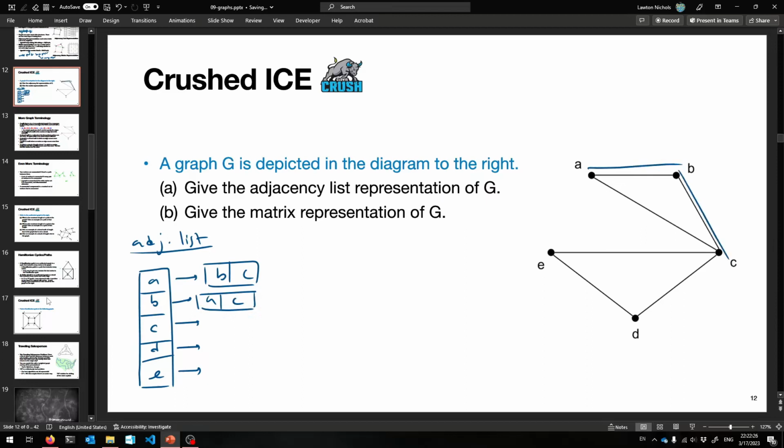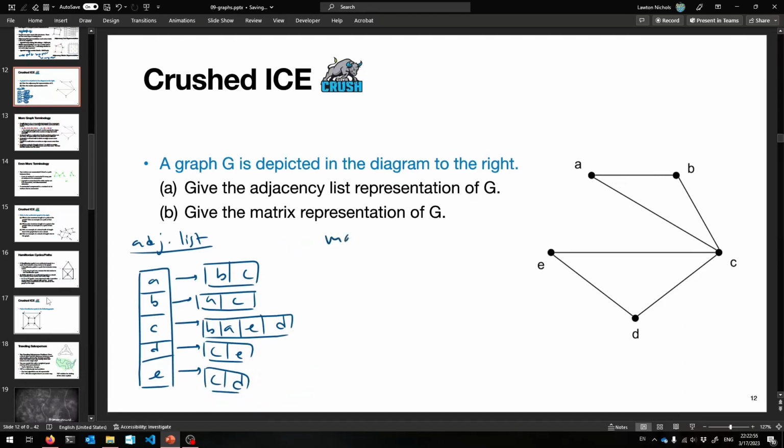You can go here or to here. So that's why that's like that. And then C is adjacent to four things. Wow, it's adjacent to B, A, E, and D. So they would all be here, indicating that. D is adjacent to C and E. And E is adjacent to C and D. And so that's the adjacency list representation. You're only saving the things that are actually there.